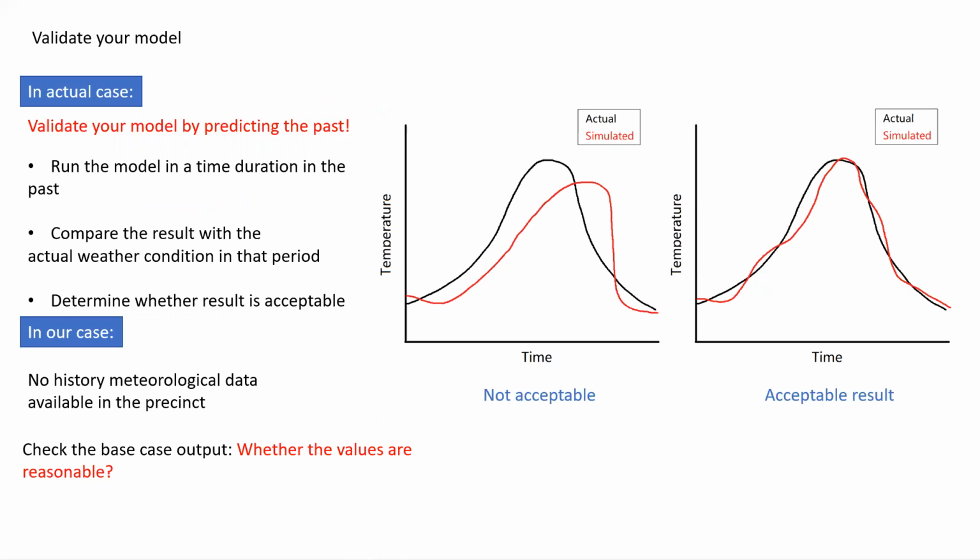In the standard simulation procedure, we do the validation by using a model to predict the past. For example, after we created the precinct, we can use it to simulate the weather condition of yesterday. We let the model start at midnight of the day before yesterday and finish at midnight last night, for 24 hours. And we already have the weather records for yesterday. And then we can compare the result between our prediction and the actual weather record.